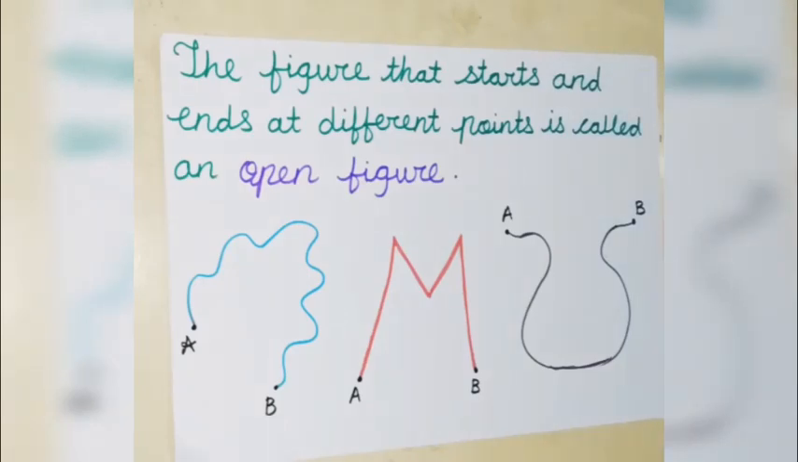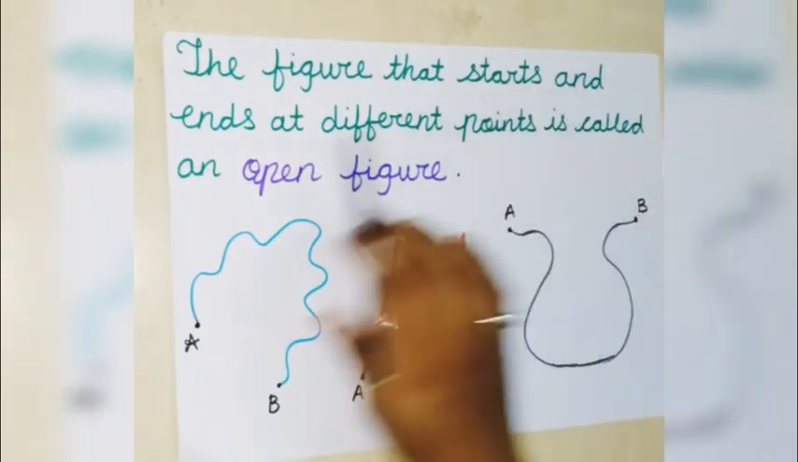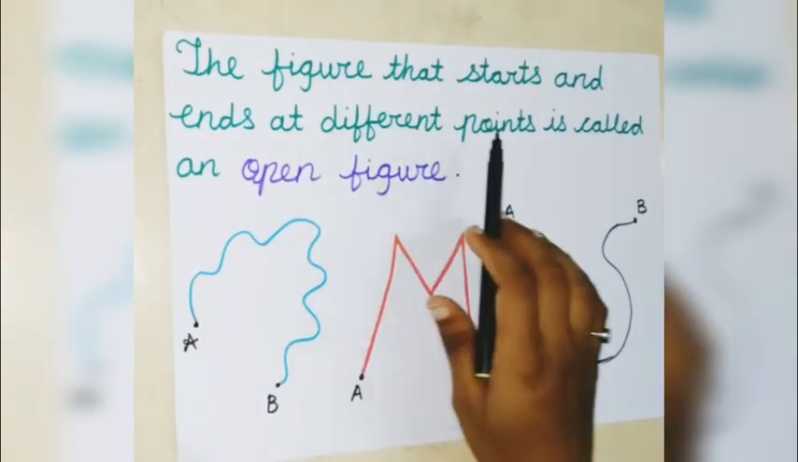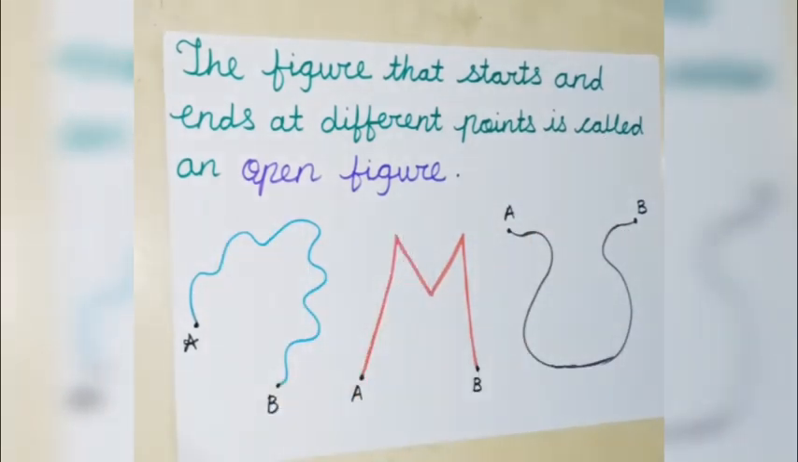Open figures are opposite to this. The figure that starts and ends at different points is called an open figure. Children, see the first example. It starts from A and ends at B. This much space is remaining. ये जगह तो खुली है, मतलब ये कौन सी फिगर है? Open figure.